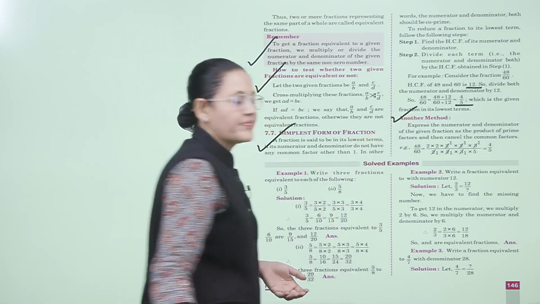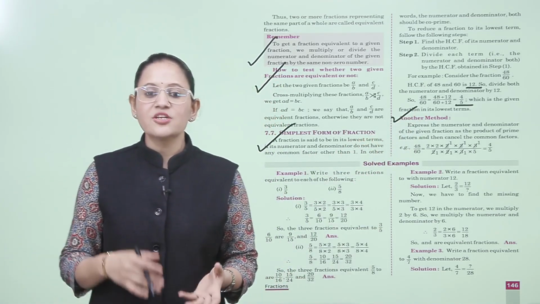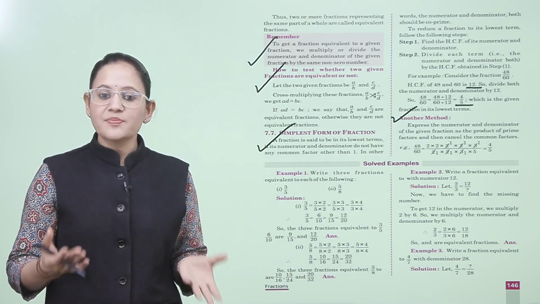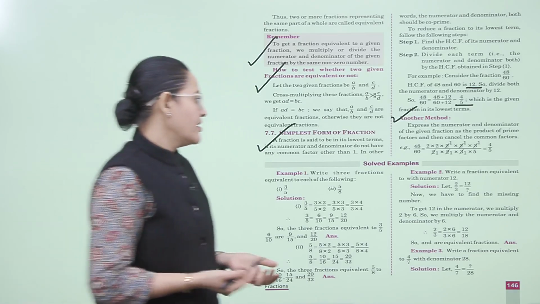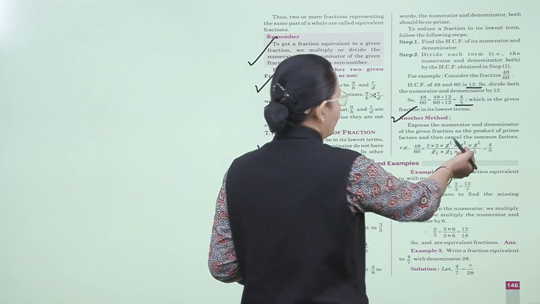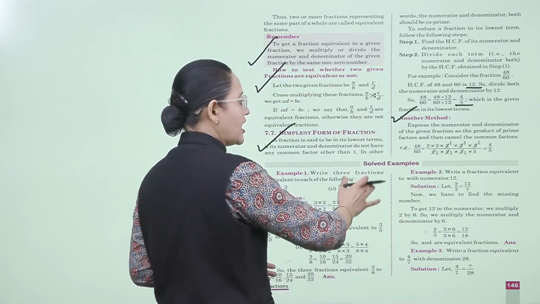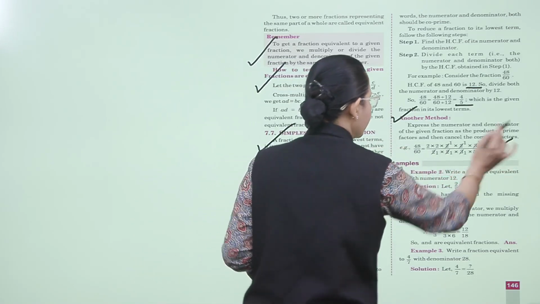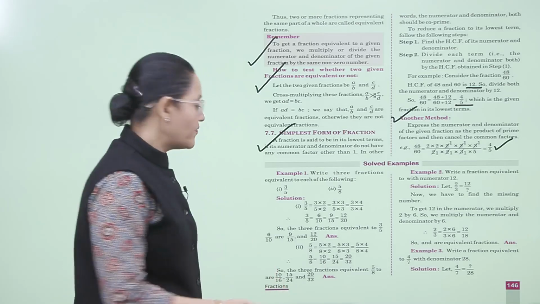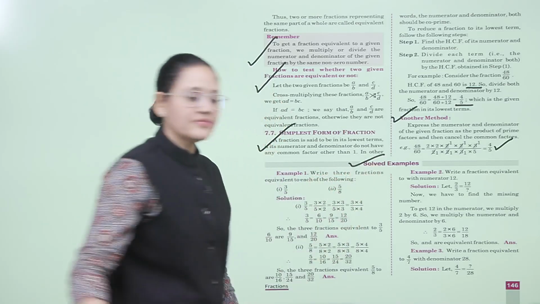Another method: express the numerator and denominator of the given fraction as the product of prime factors and then cancel the common factors. Like here, we have done the prime factors, now we have cancelled the common factors. What is left? 4 by 5. That is the simplest form. Now we will take some examples. Example 1.